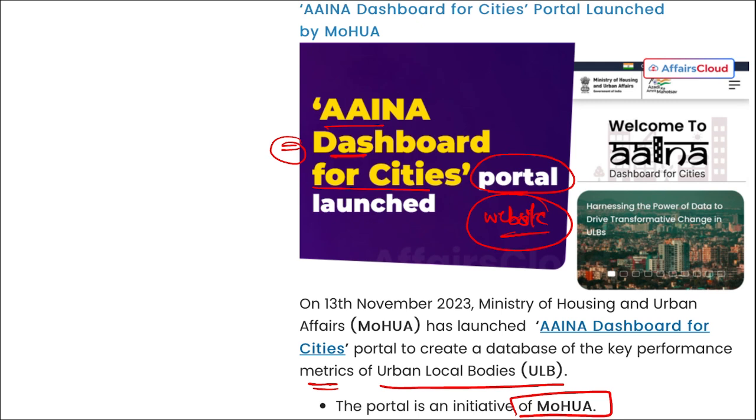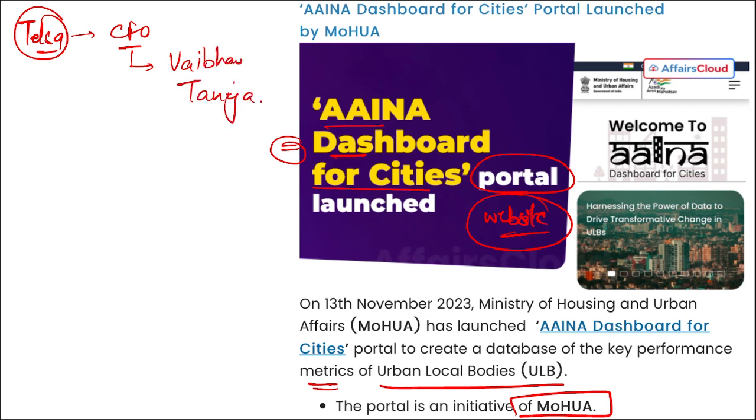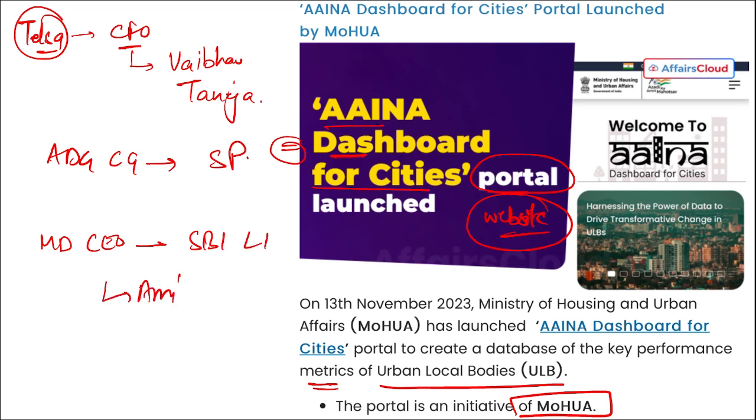Next, tell me who has been recently appointed as the new Tesla Chief Financial Officer. Tesla, we know Elon Musk company. So who has been appointed as Chief Financial Officer of Tesla? He is an Indian and he will be Vaibhav Taneja. Right? Then who has been appointed as the Additional Director General of Coast Guard? S. Paramesh. Then who has been appointed as MD and CEO of SBI Life Insurance? Amit Jhingran. Right? And who has been appointed as the Managing Director of LIC? R. Dorai Swami.